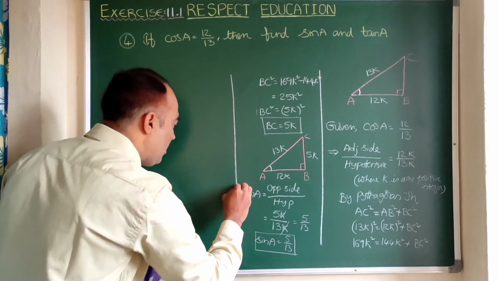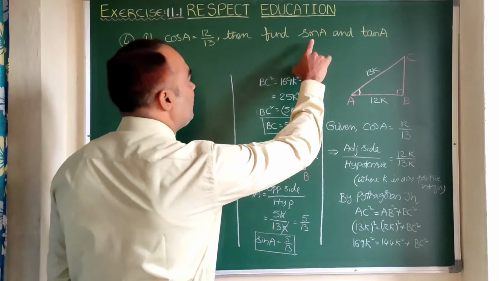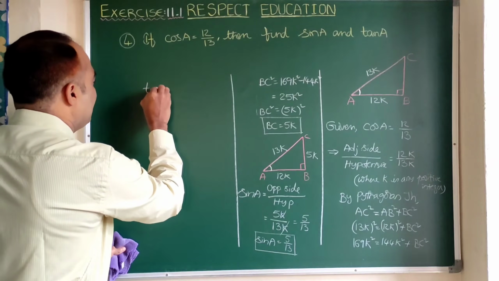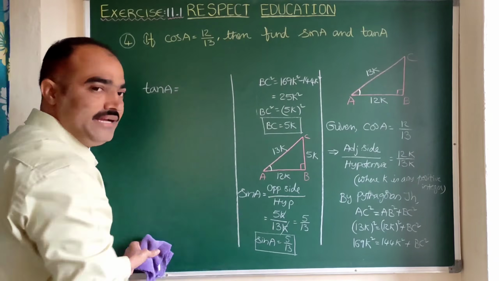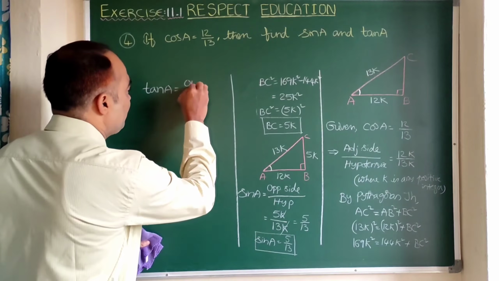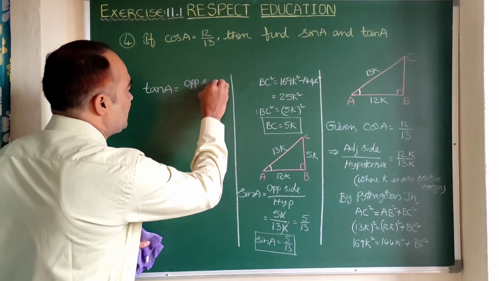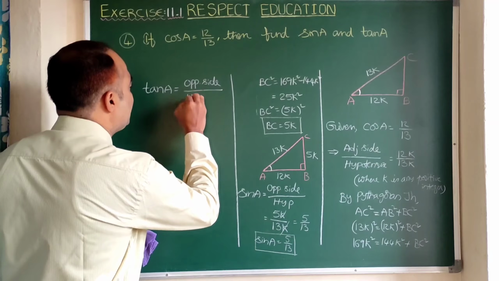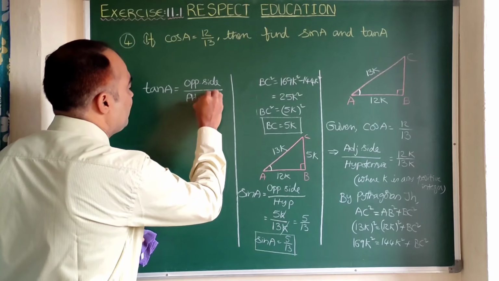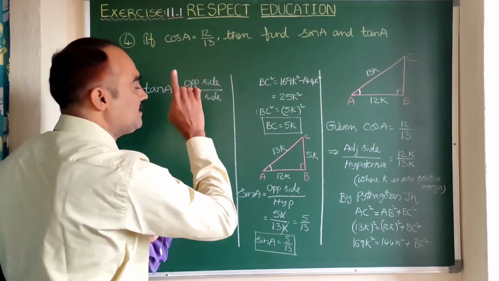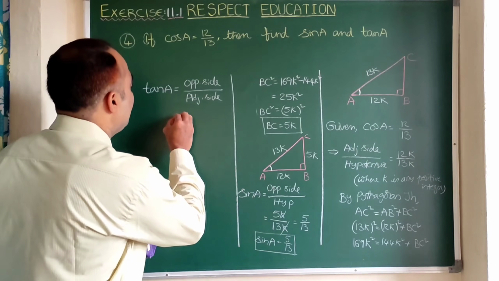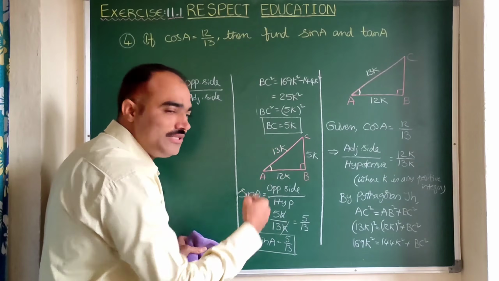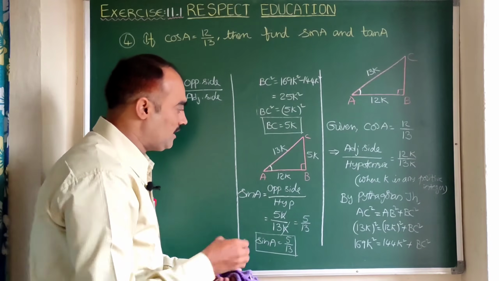Now is the problem over? No. So we found sin A. We need to find tan A also. So let us write tan A. What is the formula of tan A? Opposite side to theta by adjacent side to theta. Here as the problem is A, we can say opposite side to A by adjacent side to A only. Now if you are standing at A, what is the opposite side? BC.